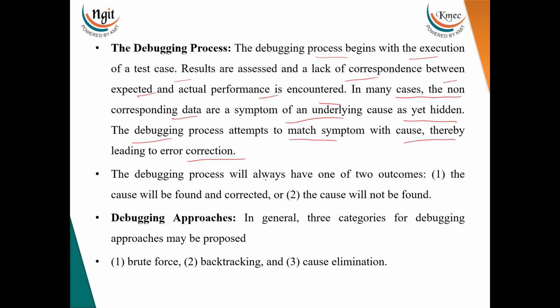The debugging process will always have one of two outcomes. First, the cause will be found and corrected. Second, the cause will not be found. The debugging approaches, in general, fall into three categories: first is brute force, next is backtracking, and next is cause elimination. The goal is to match the symptom to the cause. So the two possible outcomes are either we find and fix the cause, or we fail to locate the issue. Clear? So debugging is both analytical and experimental. That's what is depicted here.